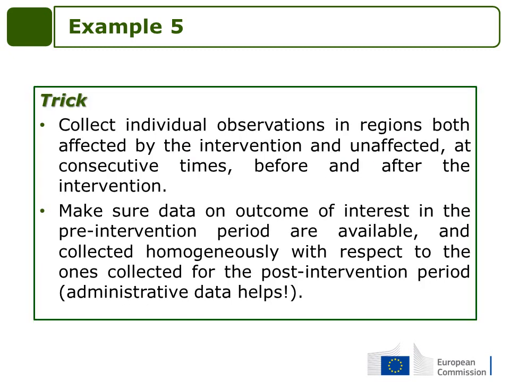In this case, the trick is to observe individuals in regions affected by the intervention, the treated group, and unaffected, the control group, at consecutive times before and after the intervention. Check that the data for the outcome of interest, employment status, wages and so on, in the pre-intervention period are available and that they're collected in a homogeneous way with respect to the ones collected for the post-intervention period. Administrative data could provide useful help. Additional pre-intervention information could also improve the reliability of the method by checking the parallel trend assumption. Check the availability of additional pre-intervention information.